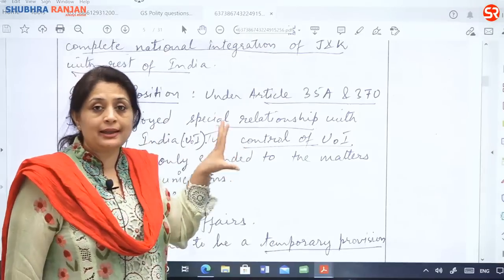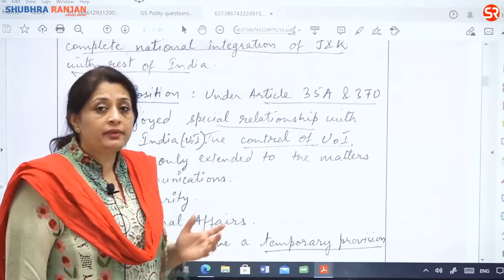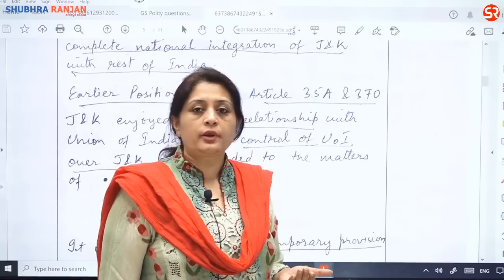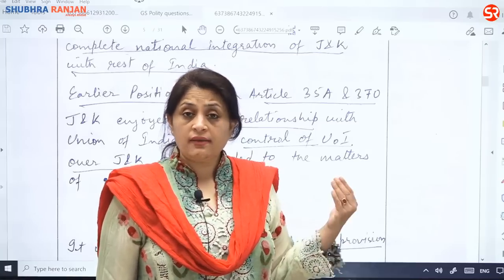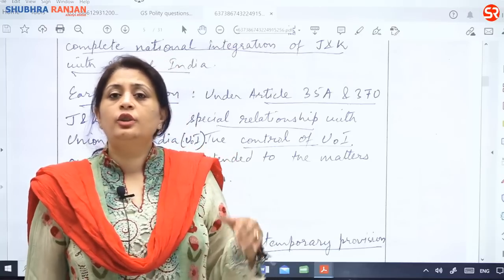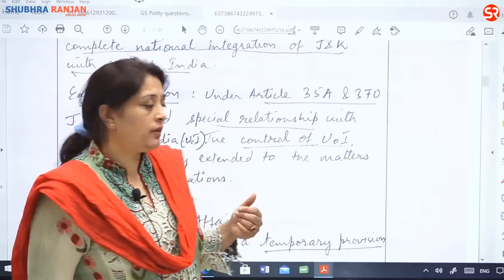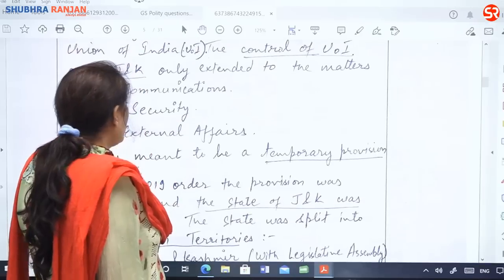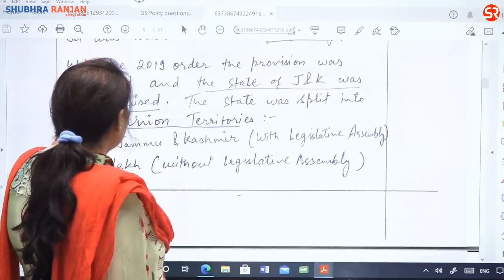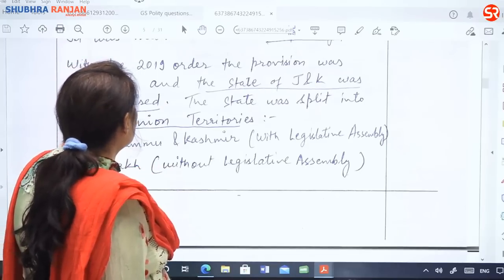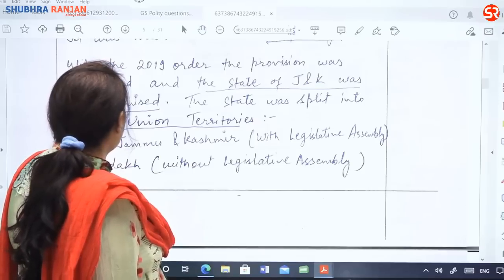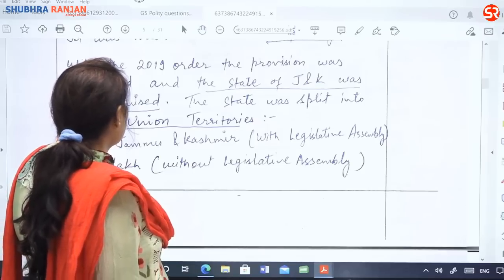And then you can say that Article 35A, which is the result of Article 370, has also been a bone of contention because it gives certain privileges or it establishes the ideal of dual citizenship in the case of Jammu and Kashmir. It was meant to be a temporary provision. With the 2019 order, the provision was removed and the state of JK was reorganized. The state was split into two UTs.